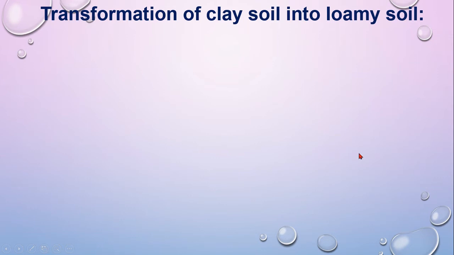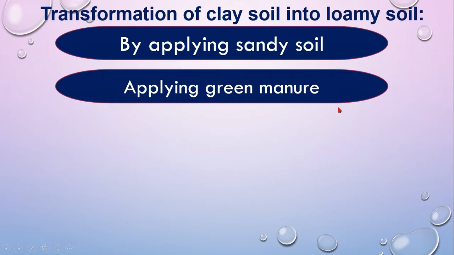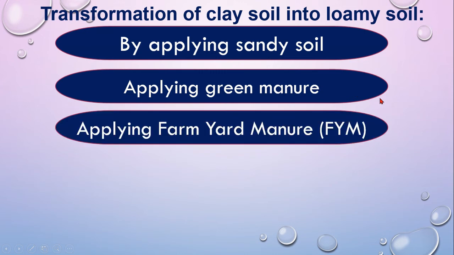Next one is transformation of clay soil into loamy soil, that means converting clay soil to loamy soil. First one is to apply sandy soil, because I told you before loamy soil is generally the proportion of clay soil and sandy soil. So that is why if it is clay soil, definitely we have to first mix the sandy soil properly. Applying green manure, again dhoincha is the example of green manure. Cut it into pieces and mix it up with the soil, and that might convert into loamy soil. Next one is farmyard manure.